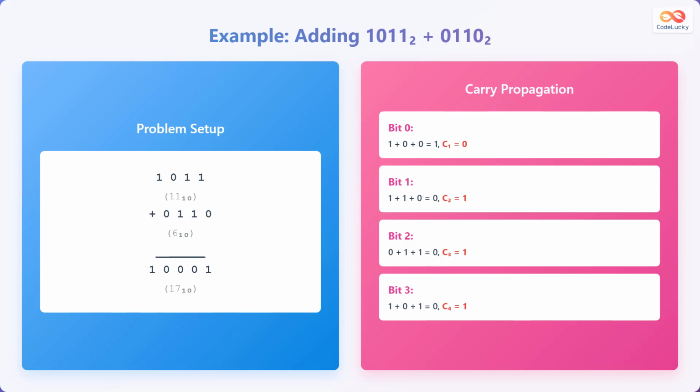For bit 0, 1 plus 0 equals 1, and the carry 1 is 0. For bit 1, 1 plus 0 equals 0, and the carry 2 is 1. For bit 2, 0 plus 1 equals 0, and the carry 3 is 1. For bit 3, 1 plus 0 equals 0, and the carry 4 is 1.